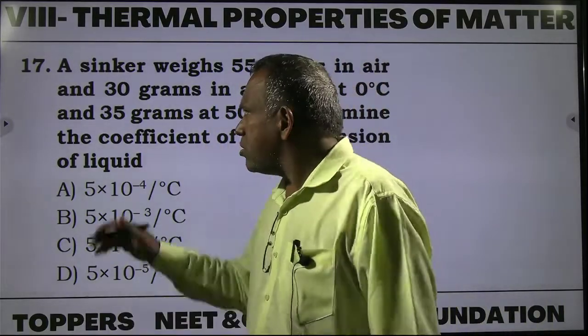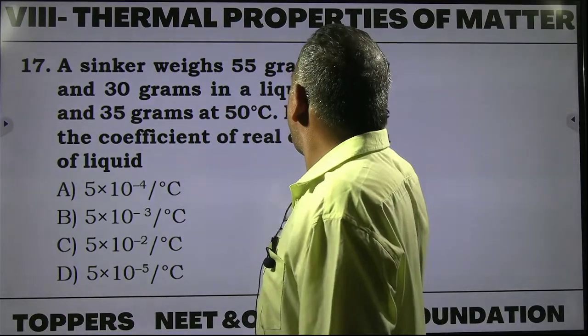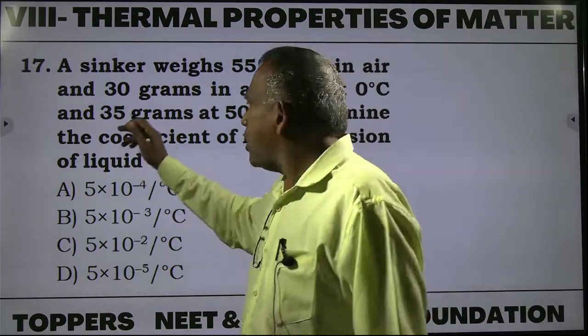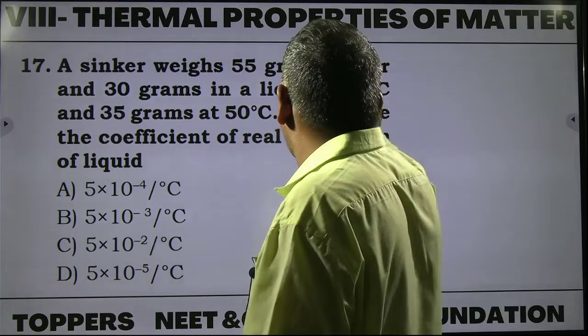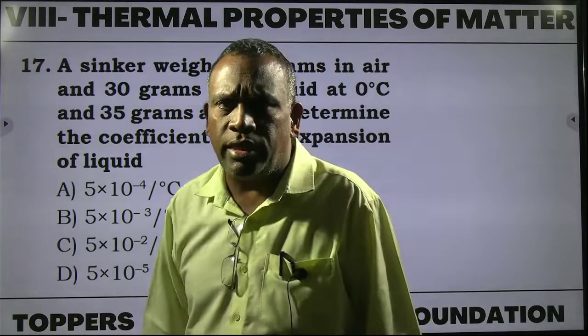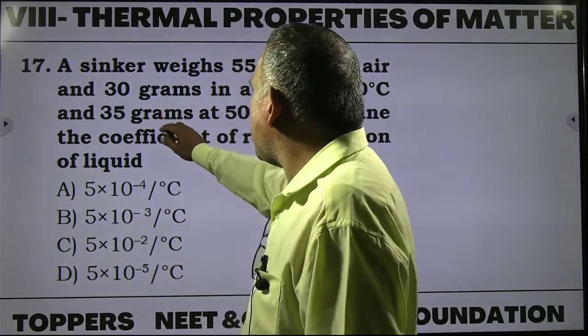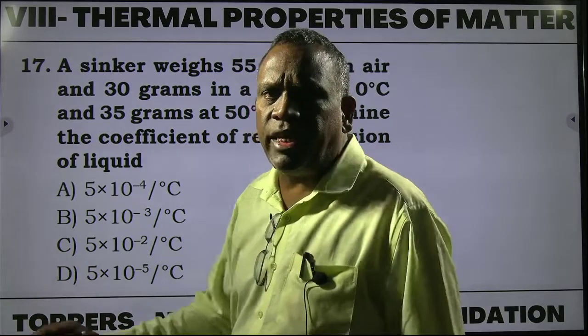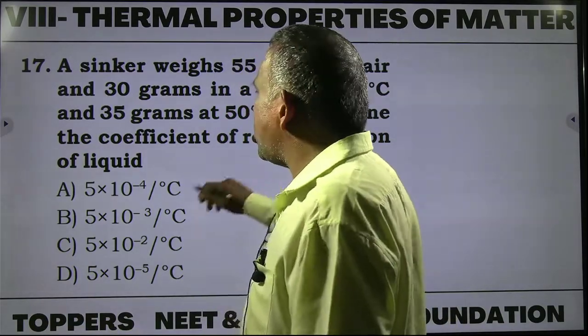Next, question 17. A sinker weighs 55 grams in the air, and 30 grams in the liquid which is at a temperature of 0 degrees centigrade. The same sinker weighs 35 grams at 50 degrees centigrade. What is the coefficient of real expansion?